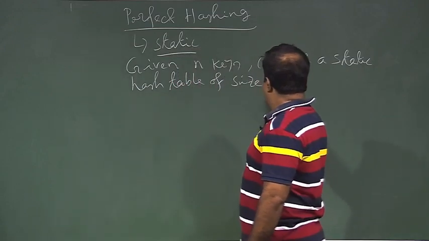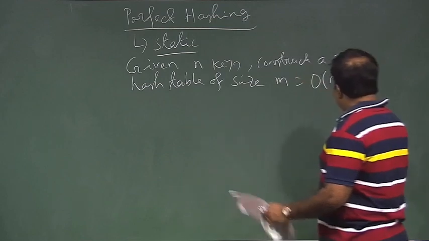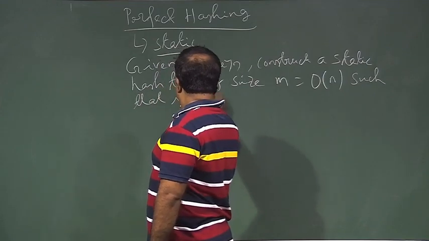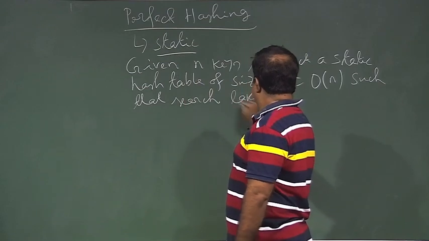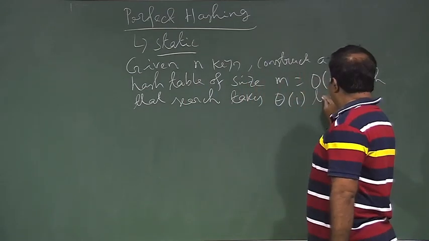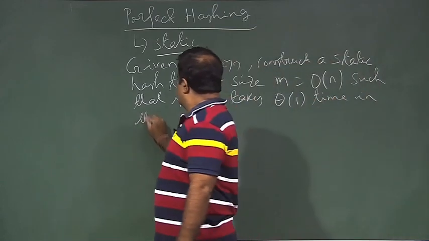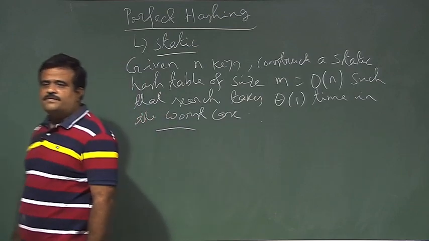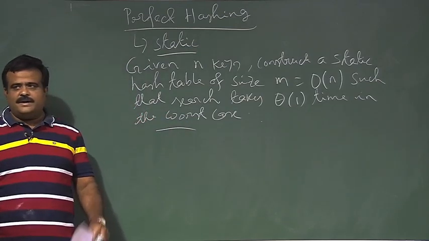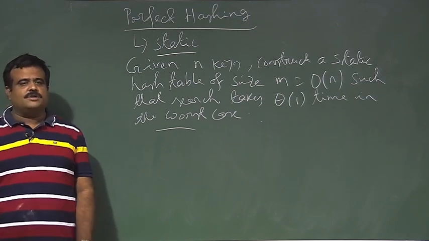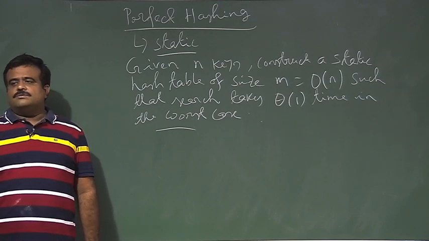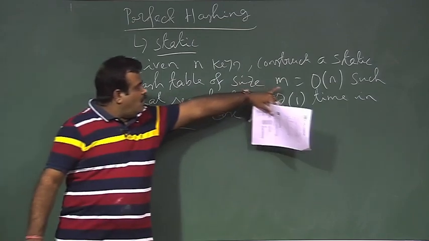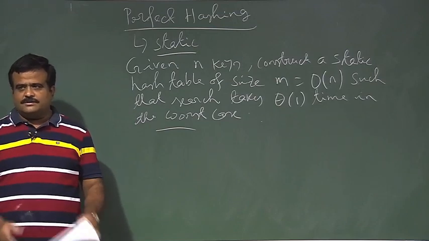So given this, we need to construct a static hash table of size m, which is also order of n, such that search takes theta 1 time in the worst case. So this is our problem. We are given n keys and we need to construct a table, and this set is static. That means we are not allowing anybody to join the set or delete from this set. Given this, we need to construct a hash table whose size is of order n such that the search will be fast.